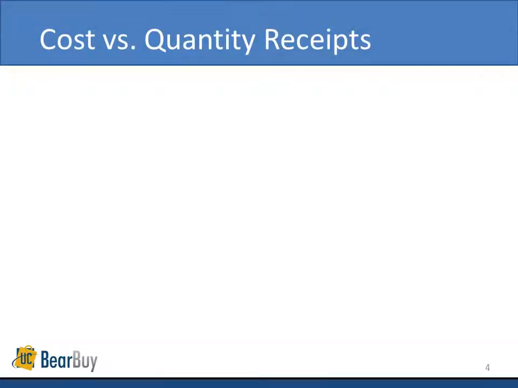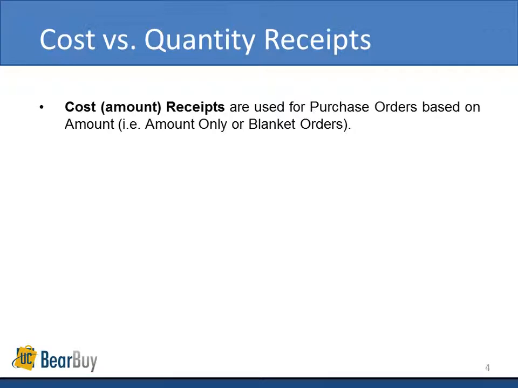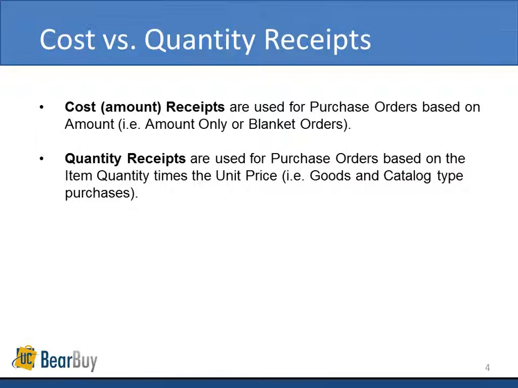Cost receipts, also known as amount receipts, are used for purchase orders based on amount. So, purchase orders that liquidize by amount, mainly amount-only POs or blanket POs. Quantity receipts are used for purchase orders based on item quantity times the unit price. So, purchase orders that liquidize by quantity. Those are mainly goods POs and catalog type purchases. In this demo, we will go over quantity receipts only. So let's get started.